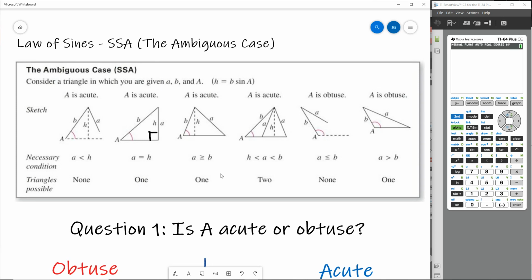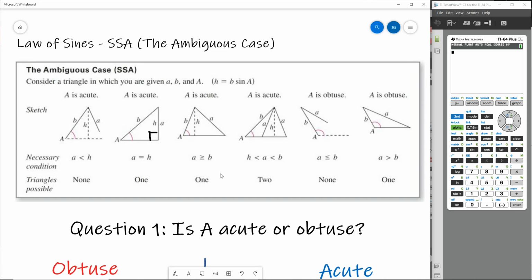And as we can see, I have a diagram here, a chart of all the different possibilities that come up in the SSA case. And we call it the ambiguous case because we don't know until we do some more investigation whether the triangle exists or whether there's one or two triangles if it does exist.